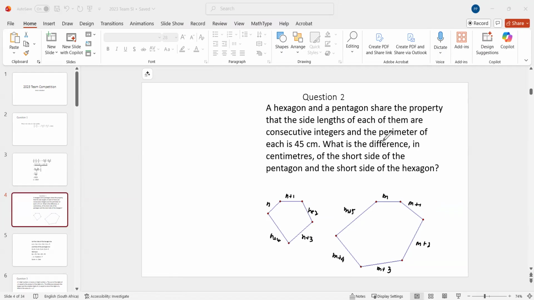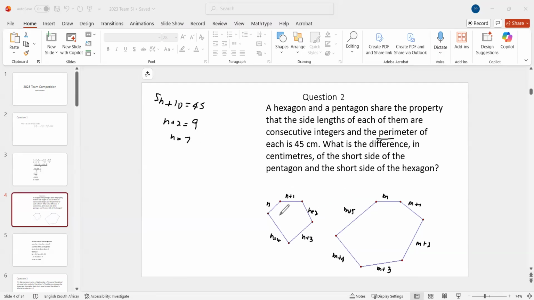And it says that the perimeter of each one of them is 45. So when you add up all these consecutive integers, you're going to get 45. All right, so if you add up these, you've got 5n plus 1, 2, 3, 6, 10. 5n plus 10 is 45. Divide by 5 right throughout. And here you have 7.